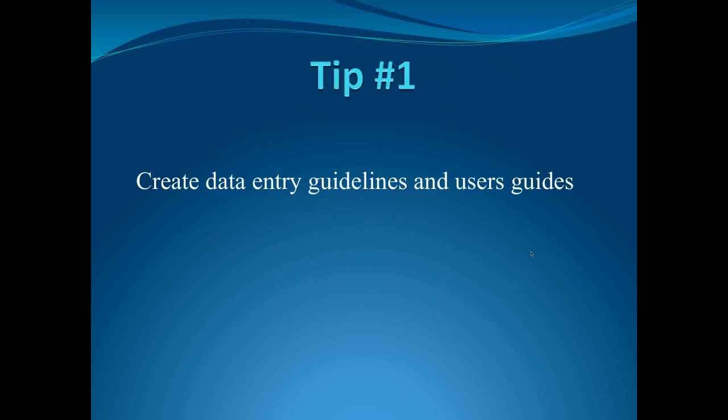The second piece of this is what I call the user's guides. And so the distinction between the data entry guidelines and the user's guides is this. The data entry guidelines say, here's the kind of data we collect and the format in which it should be collected. So for example, street should be ST period, or street should be spelled out. Or when we gather titles, vice president should be spelled out, or VP is acceptable, whatever it is. That's the guidelines for data entry.